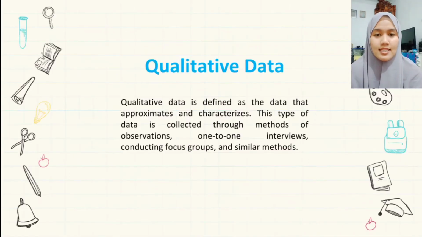Okay, the second kind of data is qualitative data. Qualitative data is defined as the data that approximates and characterizes. This type of data is collected through methods of observations, one-to-one interviews, conducting focus groups, and similar methods.